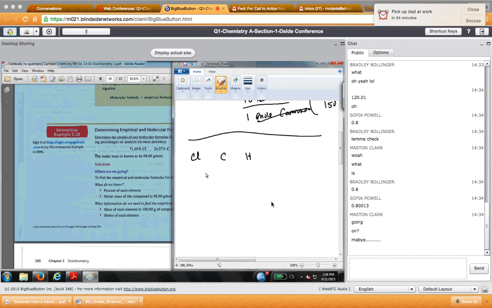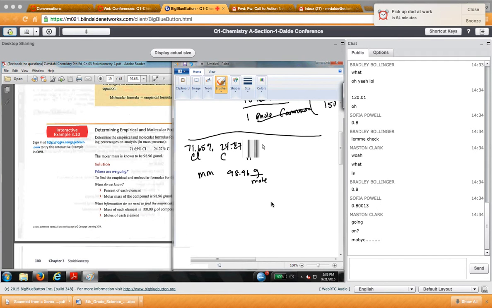We know the molar mass of this stuff is 98.96 grams per mole. Cool? And we also know that chlorine takes up 71.65% of this mass. And we know that carbon takes up 24.27% of this mass. And we also know that hydrogen takes up 4.07%. How do I know all this? It came straight from the problem. Nothing magic. I'm just writing this stuff down. Are we cool? All right.